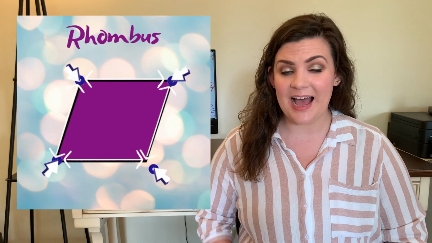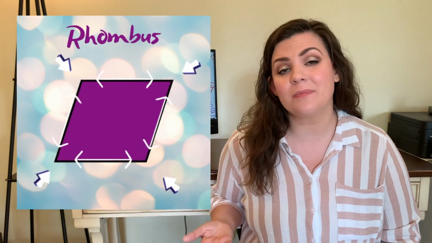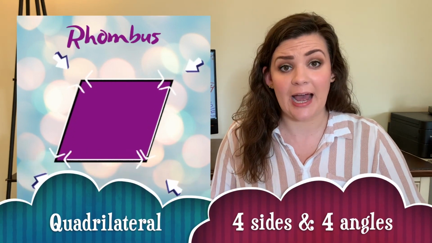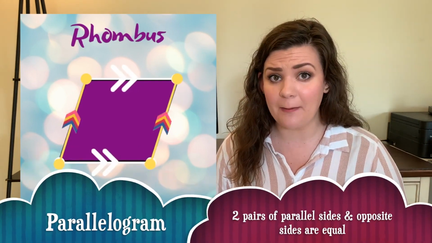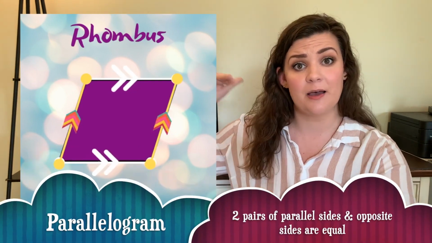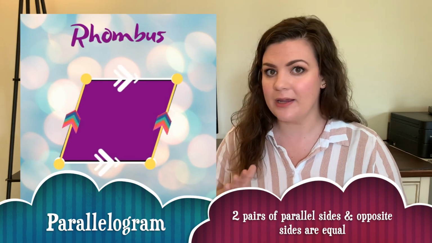A rhombus has 3 classifications. Just like her other siblings, rhombus is also a quadrilateral because she has 4 sides and 4 angles. She is also a parallelogram because she has 2 pairs of parallel sides, and those 2 parallel sides are equal to each other.